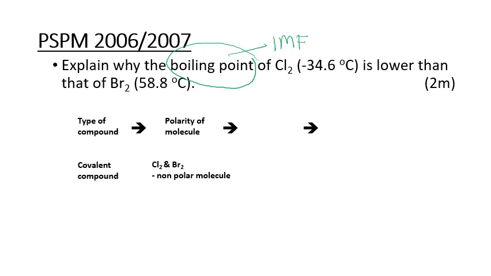So if they are nonpolar molecules, the intermolecular force that exists between them will be the van der Waals force, which is of the type London forces. So what are the factors that can influence the strength of London forces? In the previous slide we already mentioned the factors are molecular size and molecular shape. But between these two molecules, it is very obvious it is about molecular size, because chlorine and bromine have different molecular mass.